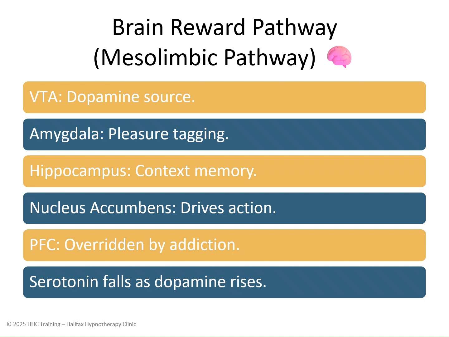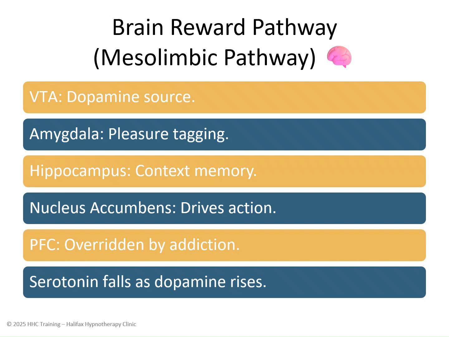The nucleus accumbens controls motor functions. It prompts you to take action to continue the pleasurable experience. For example, take another bite of cake. The prefrontal cortex manages attention and planning. It helps you focus on the rewarding stimulus. Collectively, the pathway connecting these structures, the amygdala, hippocampus, and nucleus accumbens, is often referred to as the mesolimbic pathway.